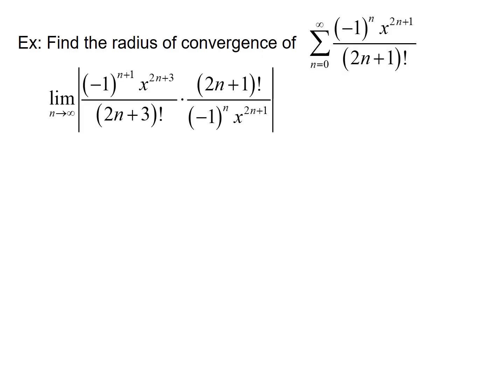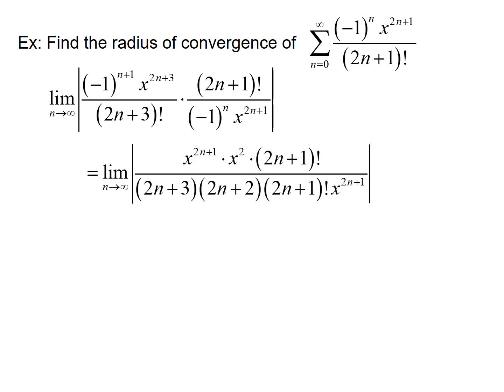All right, let's try another one. So we increase n by 1, and notice for x to the power of 2n plus 1, we replace n with n plus 1, so that's 2 times n plus 1, which as you simplify becomes 2n plus 3. Same thing goes with the 2n plus 1 factorial, that becomes 2n plus 3 factorial. The negatives go away because of the absolute value.